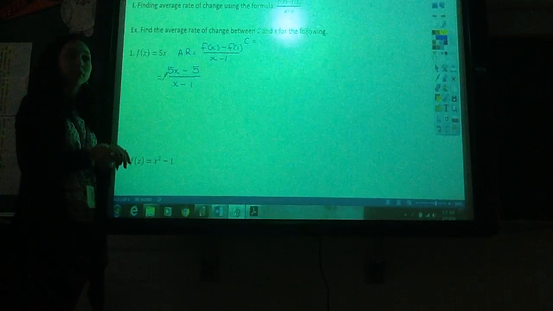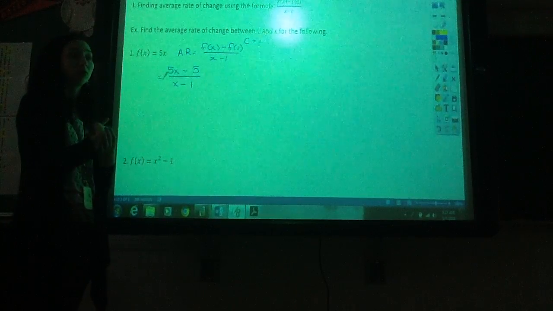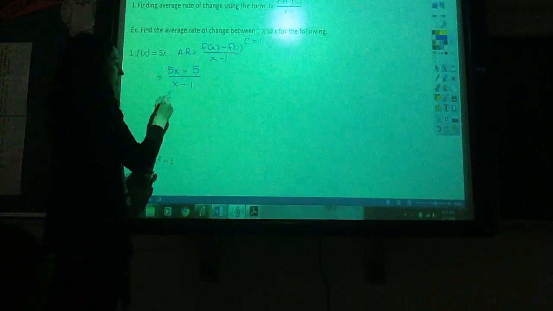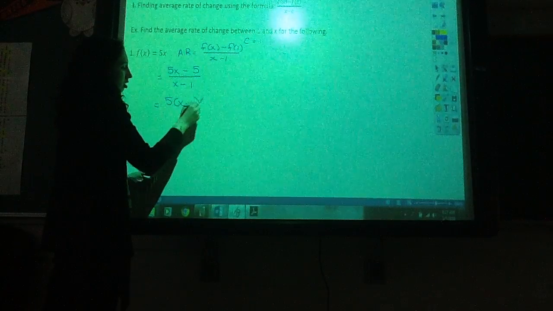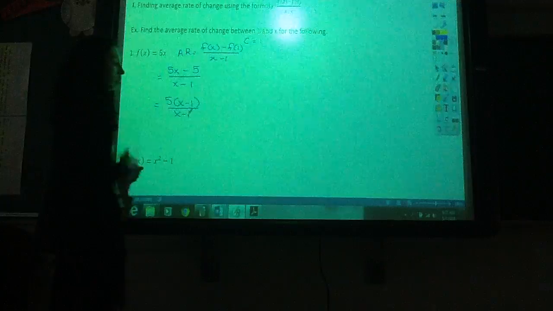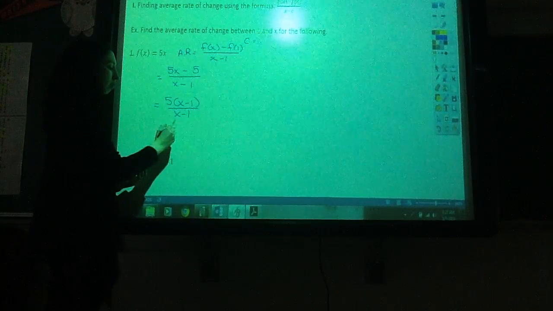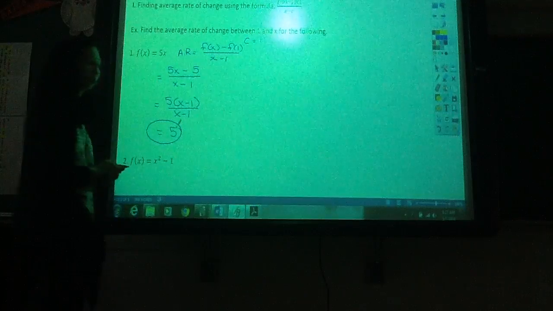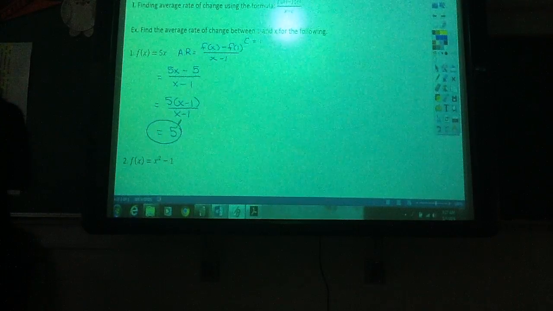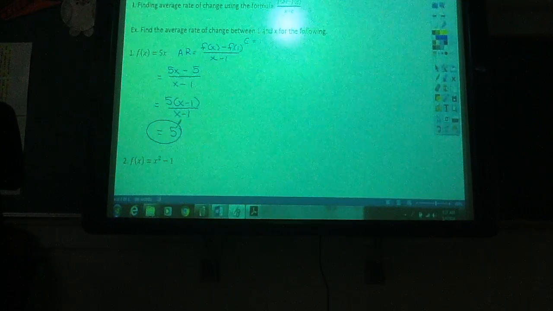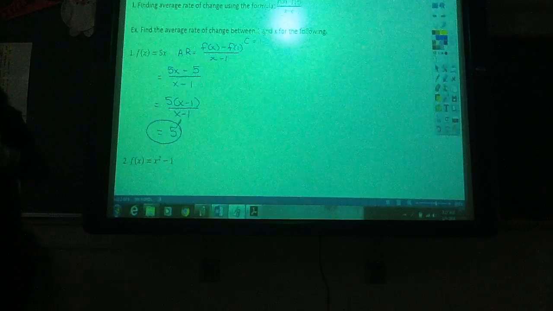Can I simplify this? Yes, what do I do? Take out the 5 on top, so I now have 5 times x minus 1 over x minus 1. So my average rate of change is 5. Simple enough?